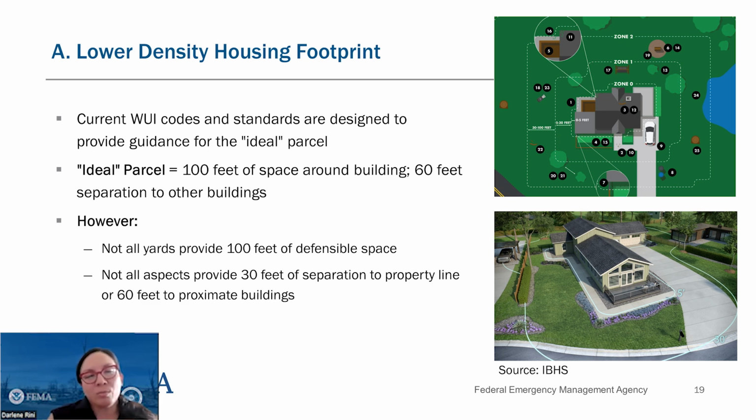And most of the existing WUI codes and standards are really designed around this, what we can also call an ideal parcel. And so the understanding or the assumption is that you have 100 feet of space around your building for defensible space, and at least 60 feet separation to other buildings. But as we all know, even with lower density housing footprints, we don't always have 100 feet of defensible space. And in many cases, we may not either have 30 feet of separation to the property line, or in other words, 60 feet to approximate buildings.